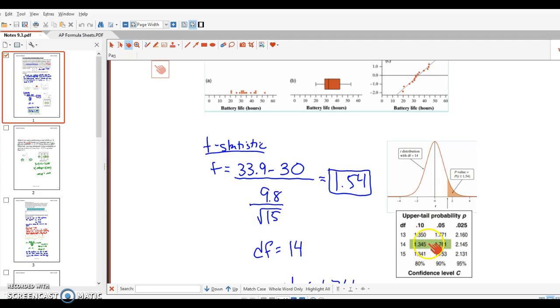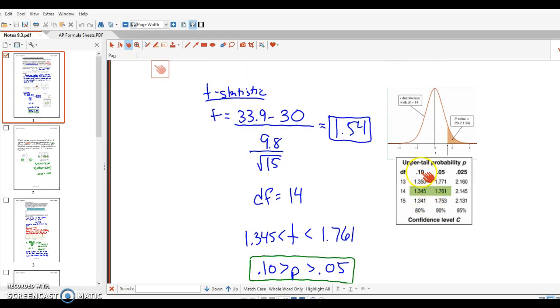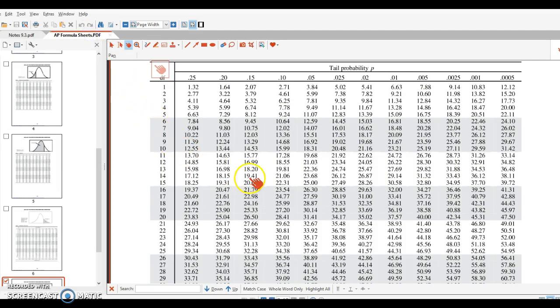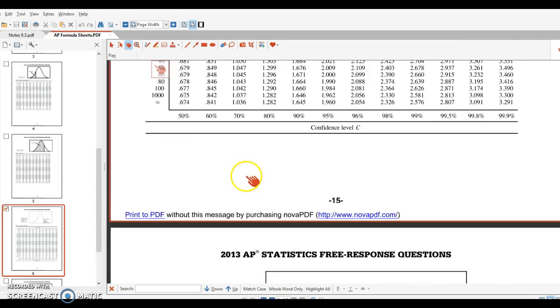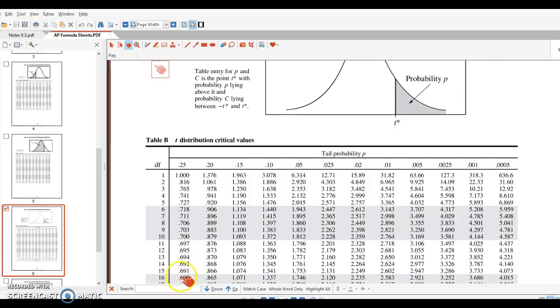So here, and then I go up to the top of the columns and I get the estimate for the p-value is between 5% and 10%. So there's p-values up at the top. Here's what that really looks like, a little bit more with the actual table. So here I am on the wrong table. Here is table B, the t critical values. I'm going to go down to row 14 and I'm looking for 1.54. Okay, there's the 1.345 and 1.761.